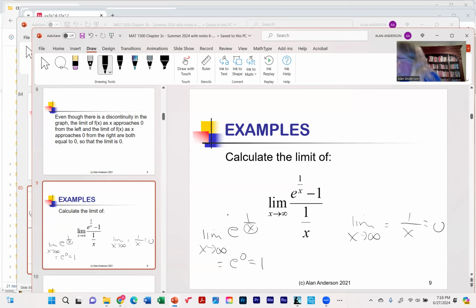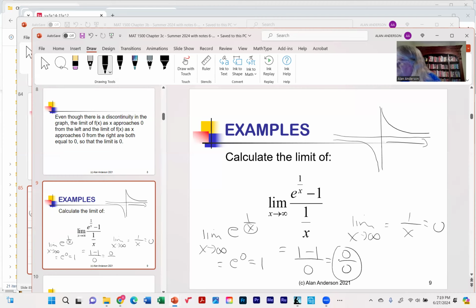And if you're not sure, you can just remind yourself. As we move in this direction, you can see that we're heading towards zero, because the horizontal axis is an asymptote. So the limit as x goes to infinity of this function is zero. When you make these substitutions, you'll end up with 1 minus 1 over 0, which is of course 0 over 0. And that means again we're ready for L'Hopital's rule.